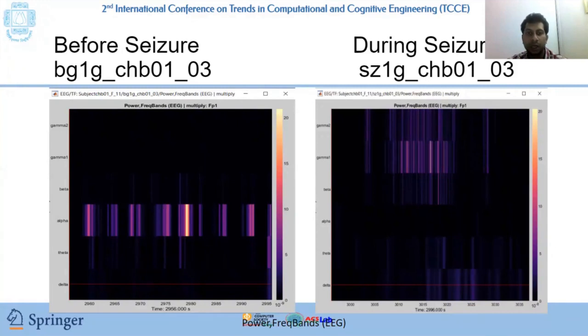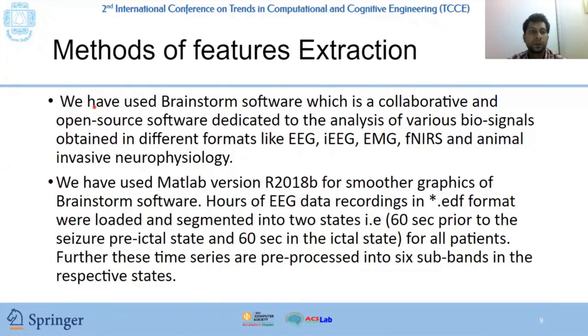All these kinds of information are provided in the database. From there, we have extracted these features in the 6 sub-bands, and we have used Brainstorm software, which is a collaborative and open source software dedicated to the analysis of various biosignals, with formats like EEG, MEG, iEEG, EMG, NIRS, and animal invasive neurophysiology. And we have used MATLAB version 2018 for smoother graphics of Brainstorm software.